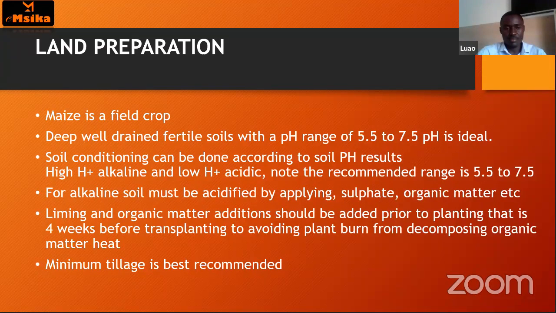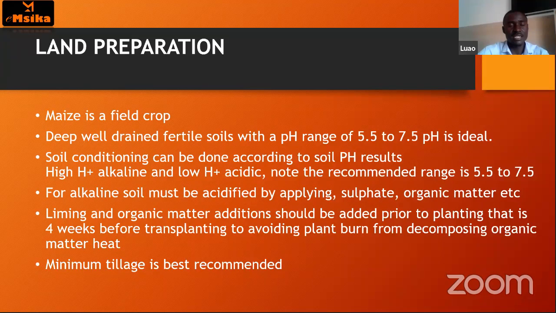The other point for alkalining the soil is liming. When the soil is on the acidic side, liming and organic matter addition should be done prior to planting. That is 4 weeks or more before transplanting. Then it's supposed to be planting, to avoid plant burn from decomposed organic matter.